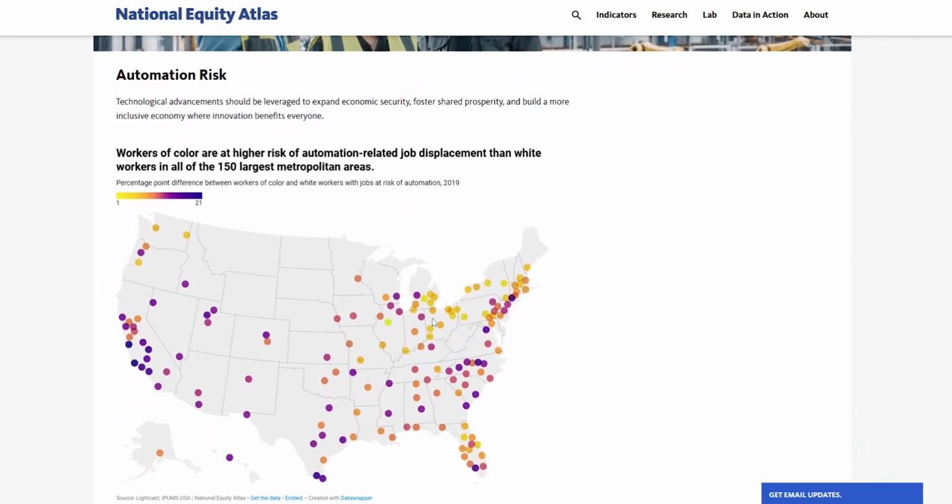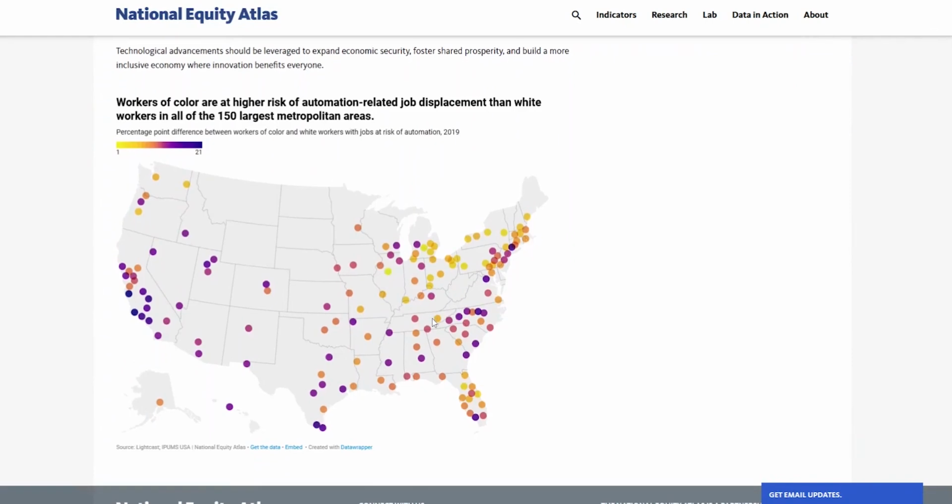For our last section, we map out where in the country there are the largest gaps between workers of color and white workers in terms of jobs at risk of automation. Metro areas in California see the largest gaps. In Salinas, for example, where there is a large agricultural industry, 63% of jobs held by workers of color are at risk of automation, compared to only 42% of jobs held by white workers, a 21 percentage point difference.